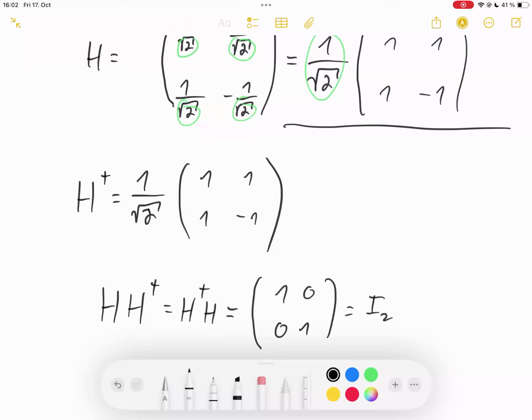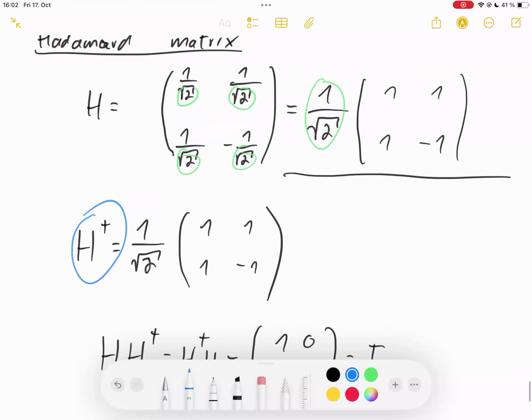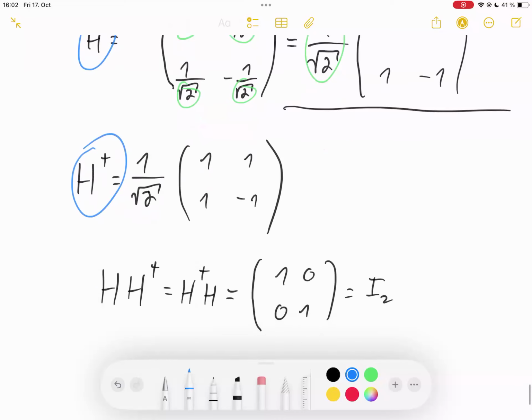This is something you can try out at home as your homework, because you have the H dagger and you have H, and you should multiply the one with the other and then just the other way around, because we need to see that it's not just H times H dagger, but H dagger times H. And since the matrix multiplication is not commutative, we have to try both. So you have to do these 2 multiplications.